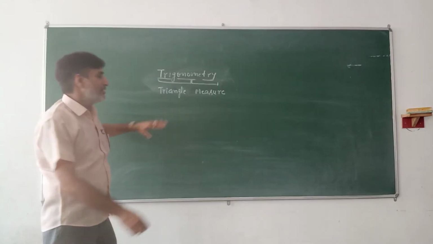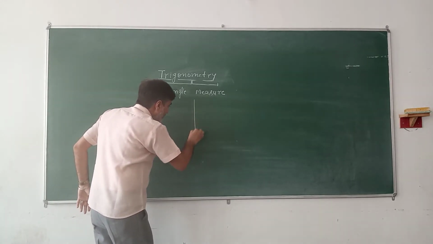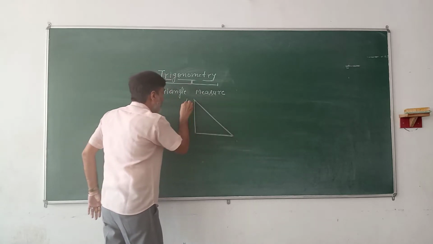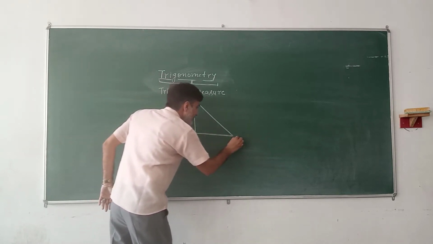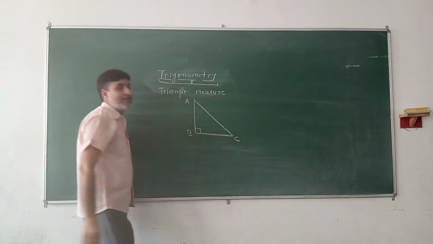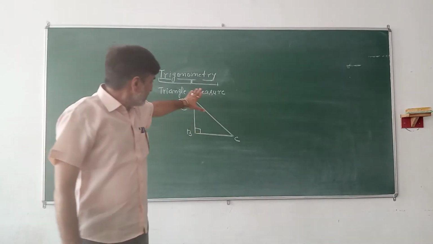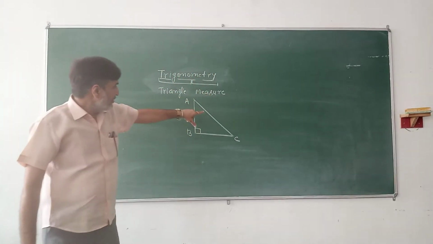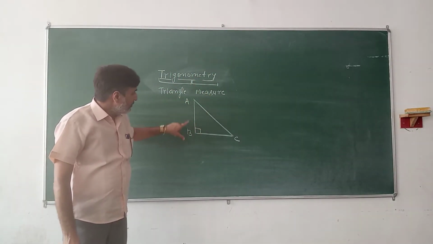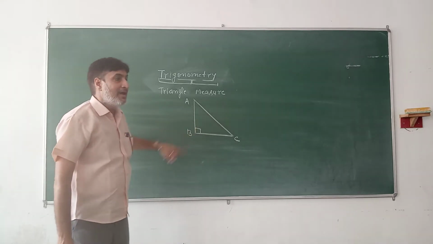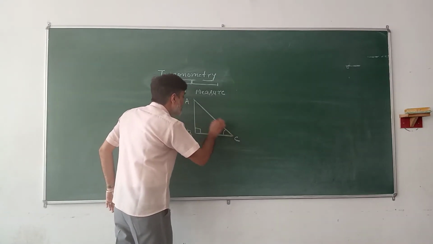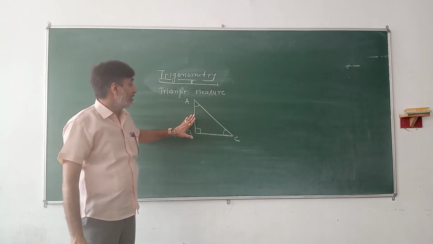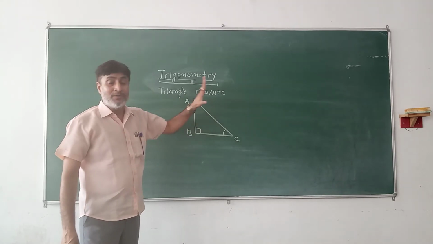Here, for an example, say we have a right triangle ABC, which is right angled at B. So, in this right triangle, we have 5 unknown parts: 3 sides AB, BC and CA, and 2 interior angles. Both are acute angles. Since this is a right triangle, these 2 angles are unknown angles.